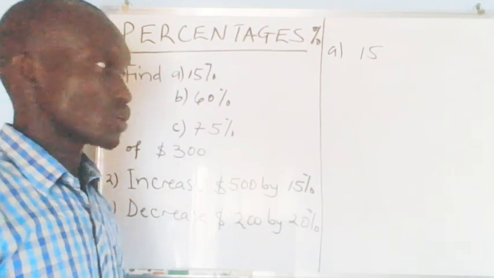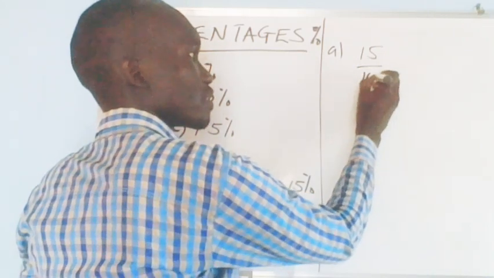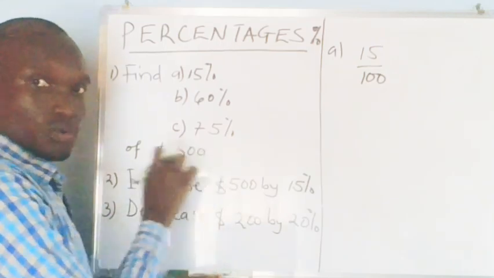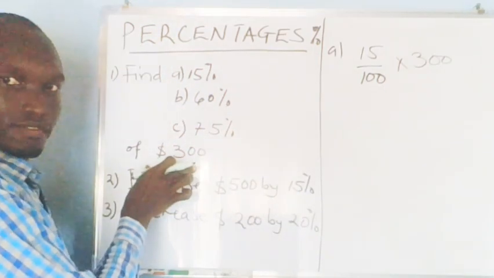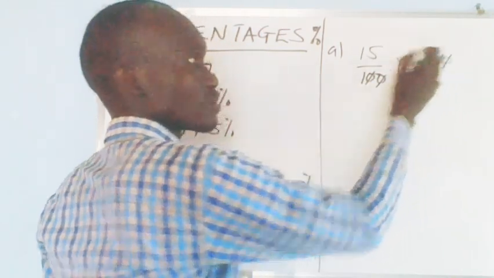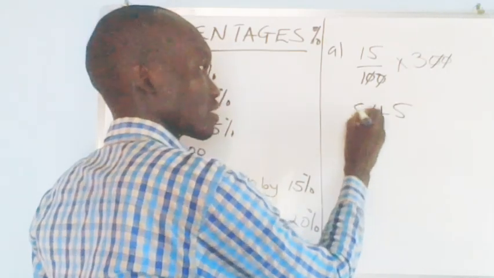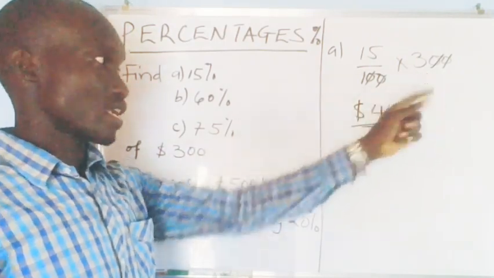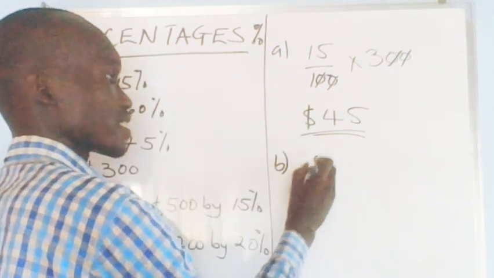$300. So in the first one, we're going to have 15% expressed as a percentage. We're going to have 15 out of 100. Then multiply by the quantity that has been given, which is $300. So we multiply this by 300. For now, we can leave the dollar sign out. So that we multiply this out, you can simply cancel these two zeros with those two zeros. So that 3 times 15, that will be $45. So 15% of $300 is $45.